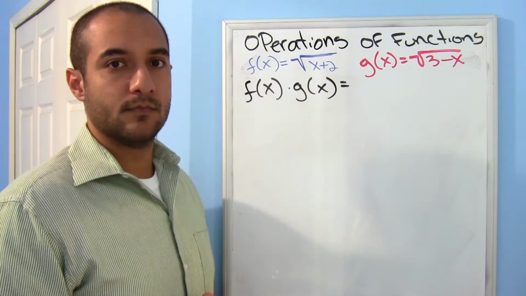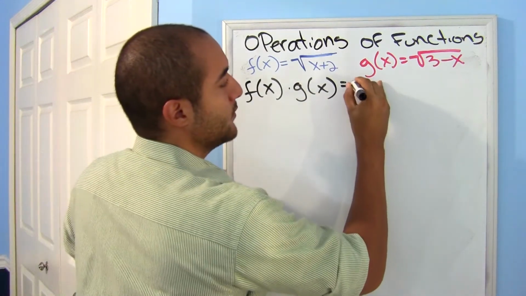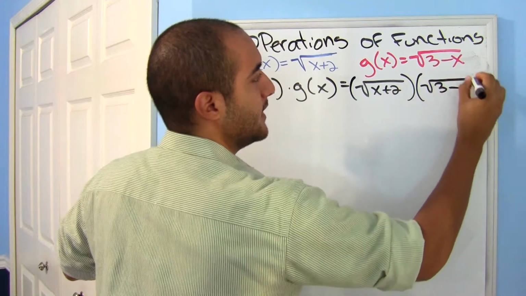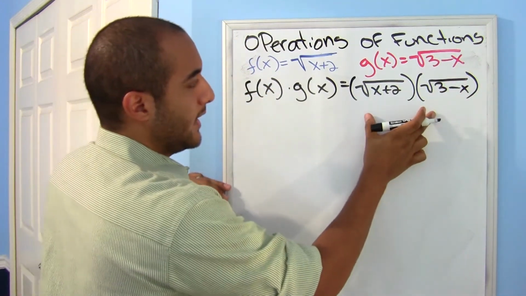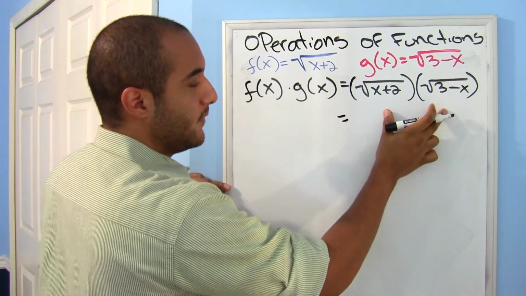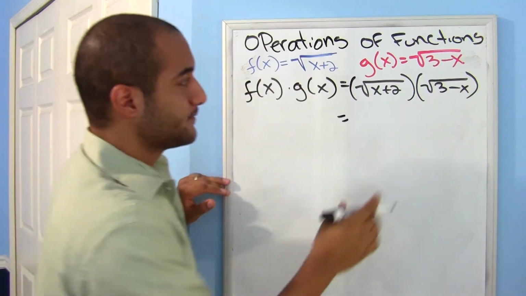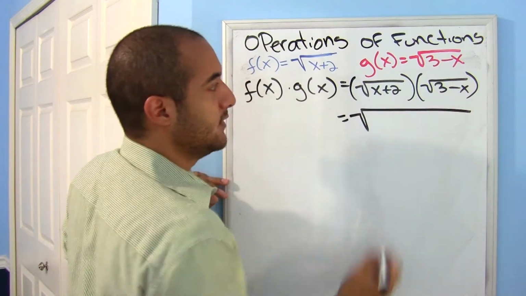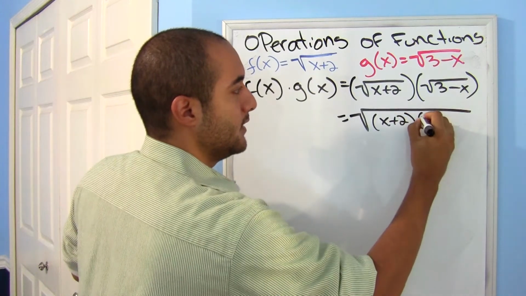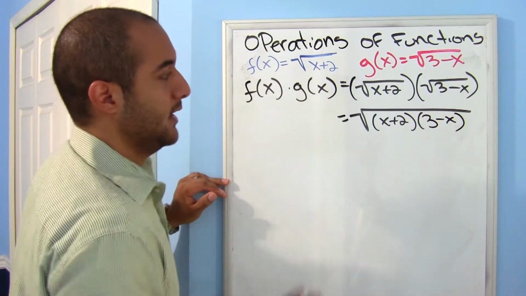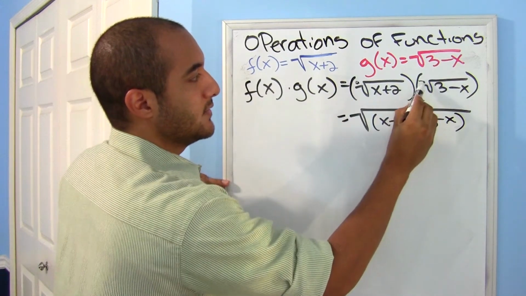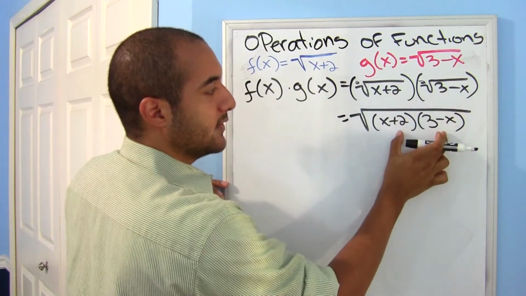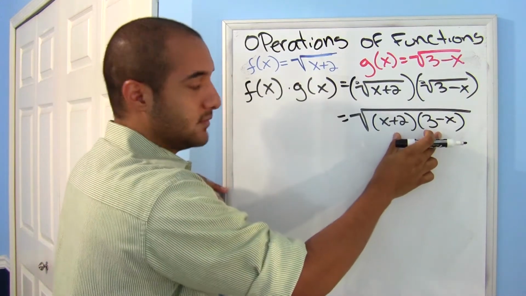Let's try to multiply. Here we're multiplying, and so we'll have the square root of x plus 2 times the square root of 3 minus x. Now, when you are multiplying radicals and they have the same root, you can go ahead and just combine them. You could do this, the square root of x plus 2 times 3 minus x. They have the same index. I know we don't write it, but it's supposed to have a little 2 there. Since they're both the same, we can just go ahead and combine the two things that are on the inside, and that's it.